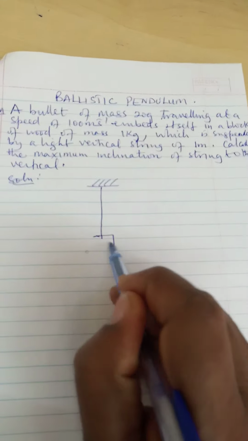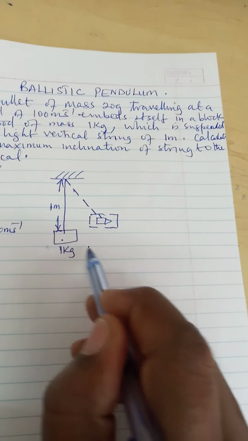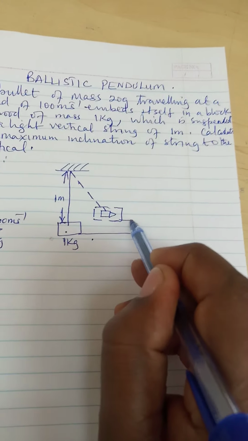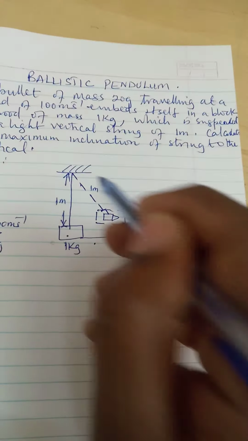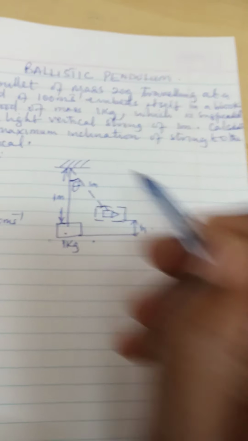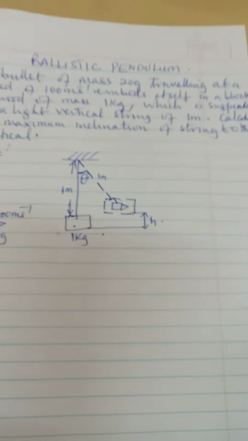The combination rises through now a known height, which we can compute. If we start from the bottom, it rises through the height h. But the string is still 1 meter. And the angle they want us to find is that theta that I'm indicating. Another candidate would take this as the height. This illustration here will still be the height through which the combination rises.